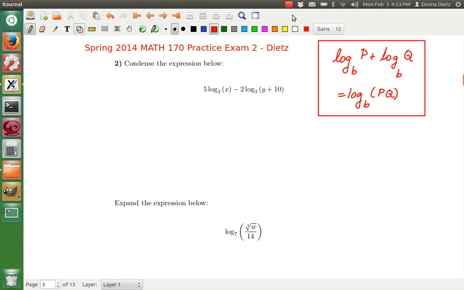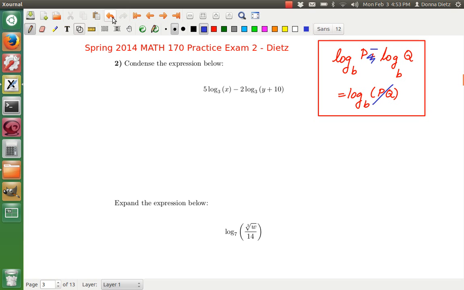Okay, so this particular question says condense the expression below, and the other part of the question says expand the expression below, and they're both testing this particular set of log rules. I've shown you the first of three: if it's log base b of p plus log base b of q, then the result is log base b of p times q. But if you turn this plus into a minus sign, that times turns into a divide.